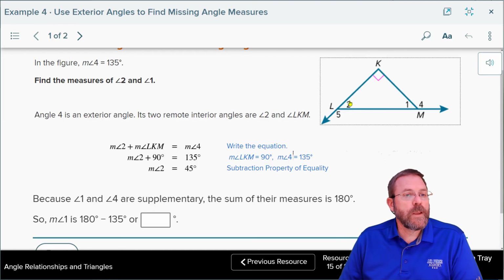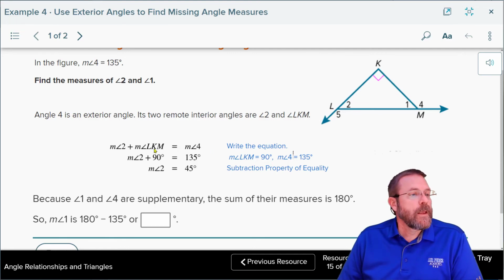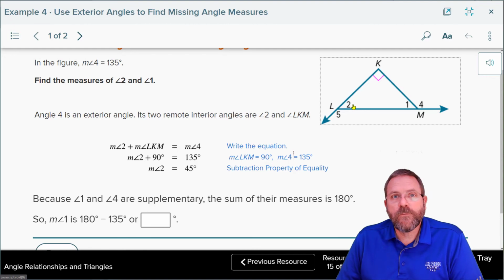We know the measure of angle 2, that's this one, plus the measure of angle LKM, that's this one, is going to equal the measure of angle 4 right here. LKM was 90 degrees. We subtracted 90 from both sides, and they found out that the measure of angle 2 was going to be 45 degrees. You with me so far?